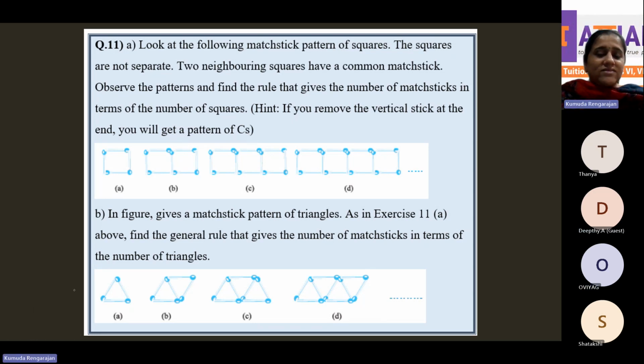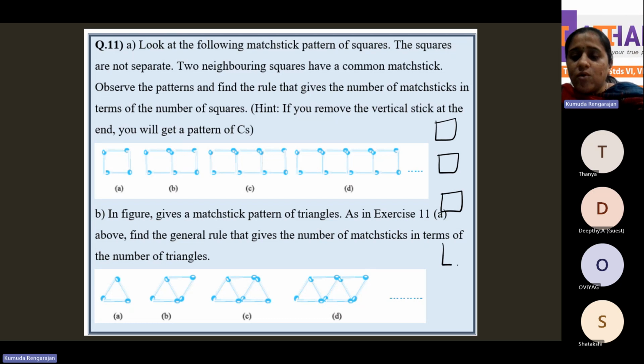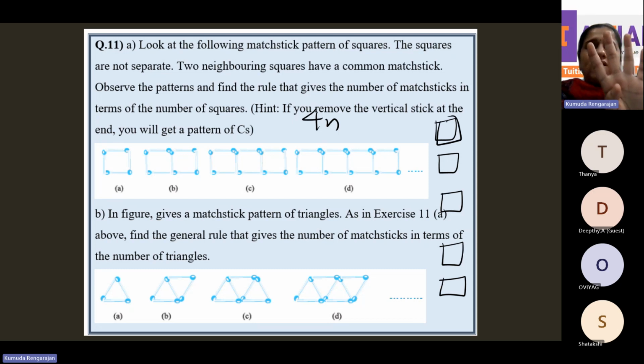Supposing we have to make independent squares: 1, 2, 3, 4, 5. Supposing we have to construct independent squares. Then the rule is 4n, because for 1 square, 4 sticks. For 10 squares, 4 into 10, 40.